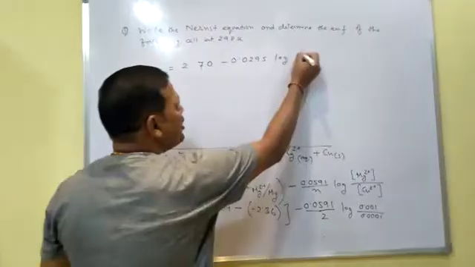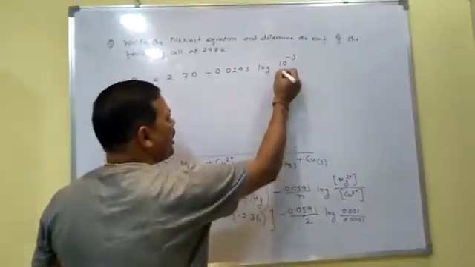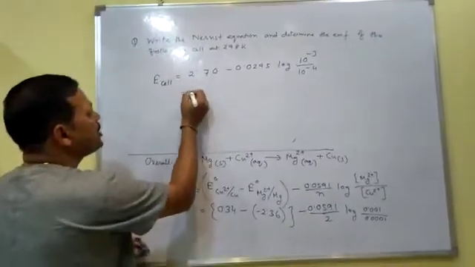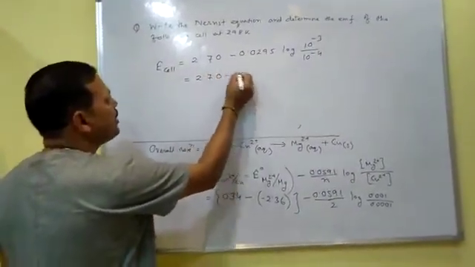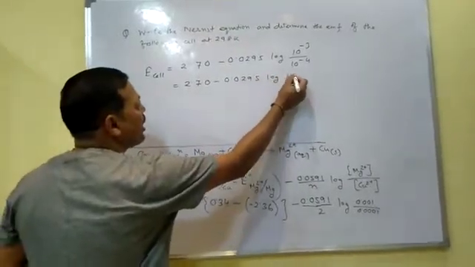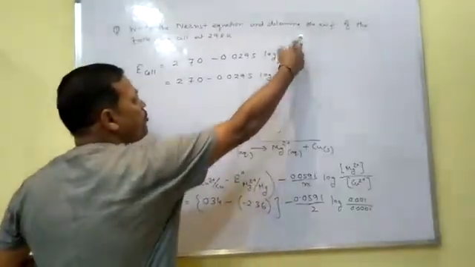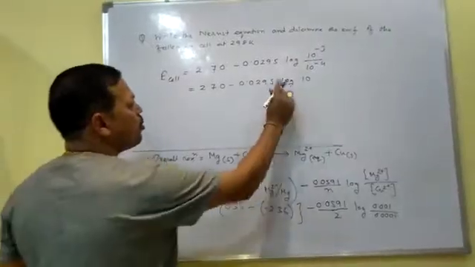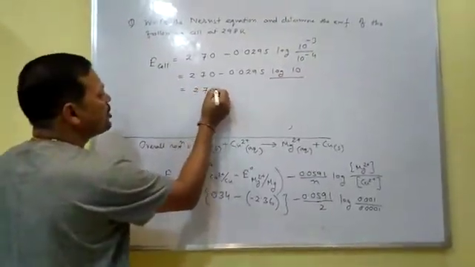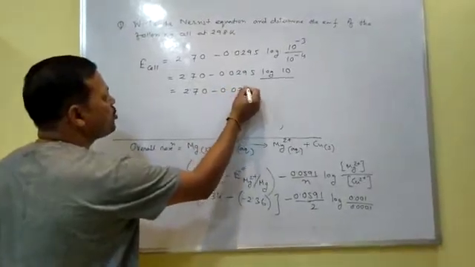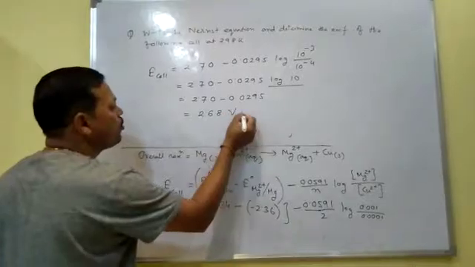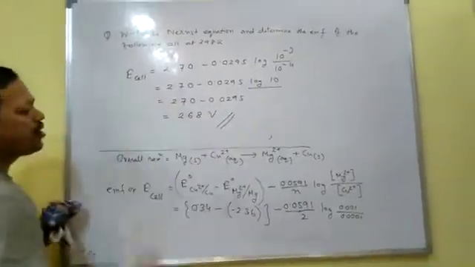0.001, which you can write as 10 to the power minus 3, divided by this one, which you can write as 10 to the power minus 4. That means you can write 2.70 minus 0.0295 log of 10 to the power of 4 minus 3, which is 10. Log 10 value is 1. So you will get 2.70 minus 0.0295. After calculation you will get 2.68 volt. So this is the cell potential of the cell.